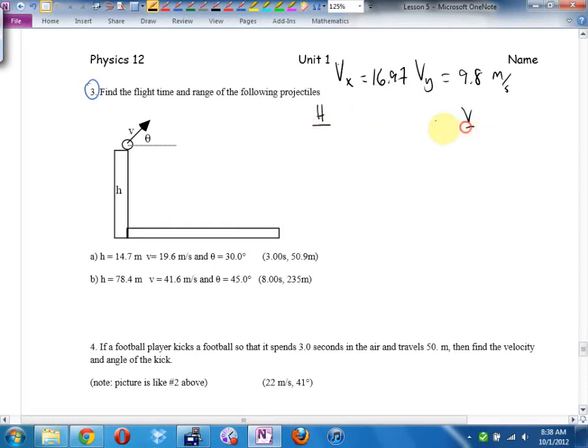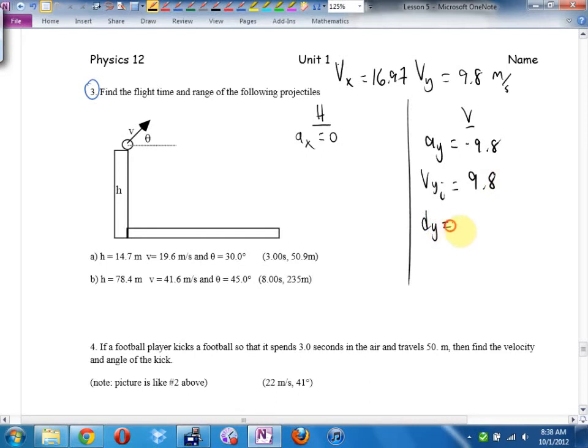Horizontal, vertical. AX is 0. Negative 9.8 is AY. VY initial is positive 9.8. I don't like the fact that those numbers are identical. I'm worried I'll get them mixed up. Okay, you know what? We're in the big leagues. I can keep track of what's what. I'll just be really, really careful.